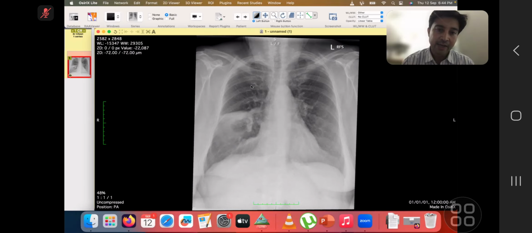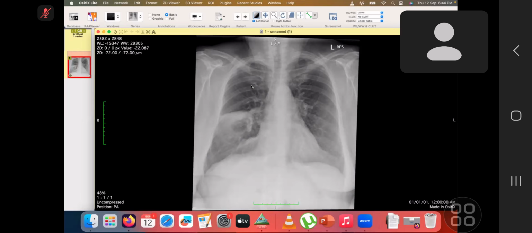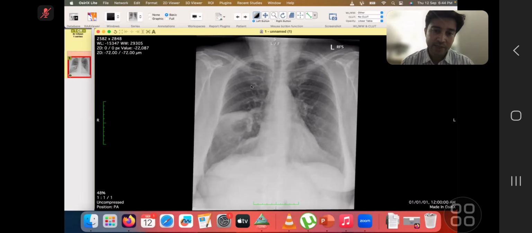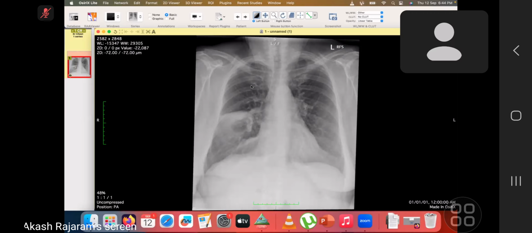Why do you say right middle lobe? Why not the lower lobe? Is there any specific reason why you say it's a middle lobe lesion? Because I think the right middle lobe abuts the horizontal fissure, and I can see the outline of the horizontal fissure. So I think this is most likely within the right middle lobe.